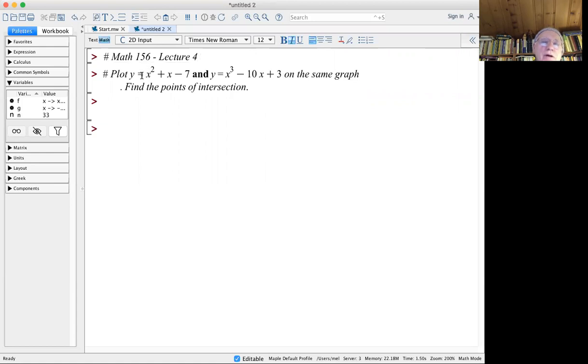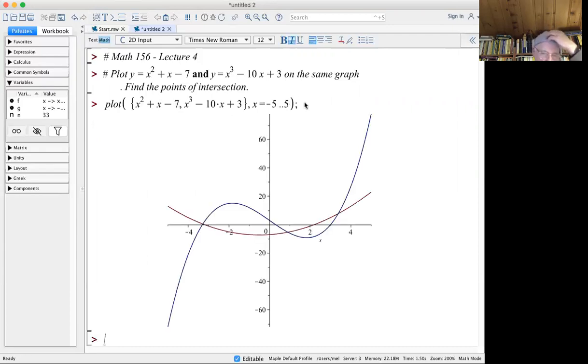We have a parabola, x squared plus x minus 7, and a cubic, x cubed minus 10x plus 3. We want to plot them on the same graph and find the points of intersection. So I write the two equations in curly brackets, and that's what the graph looks like. We can see these curves intersect at 3 points. I want to find the 3 points.